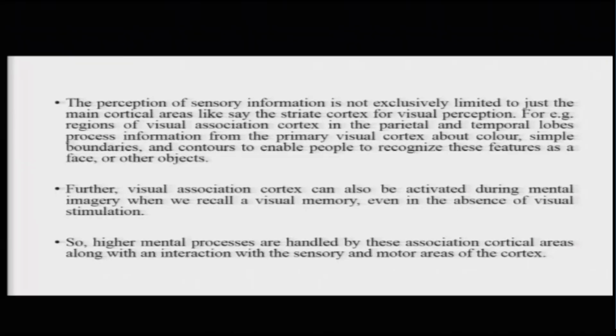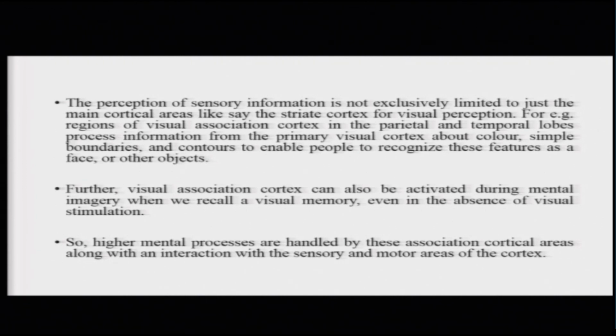Now, let us take some examples. The perception of sensory information is not exclusively limited to just the main cortical areas, like the striate cortex for visual perception or the primary auditory cortex for auditory perception. Typically, the way we interact with our surroundings is that we have to integrate information coming from several areas.